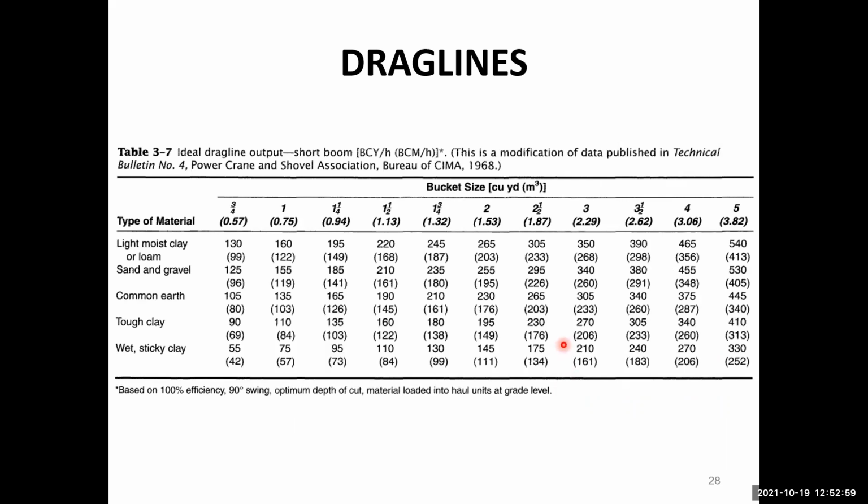Here is this table which can be used to find the ideal dragline output in bank cubic yard or bank cubic meter per hour. Using this table we can find the production, the output of the draglines, based on the bucket size and the type of the material as well. The dragline can be used not only over the surface, but at some greater depths as well.